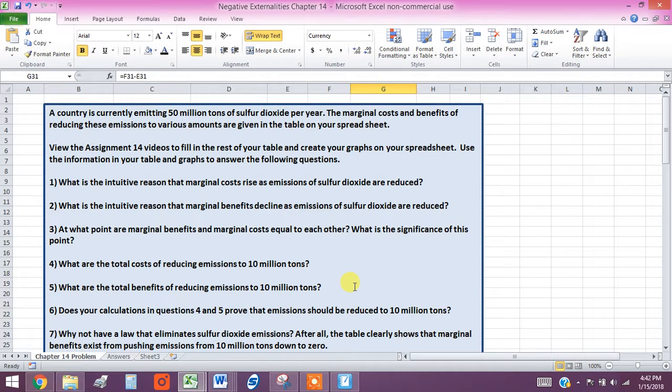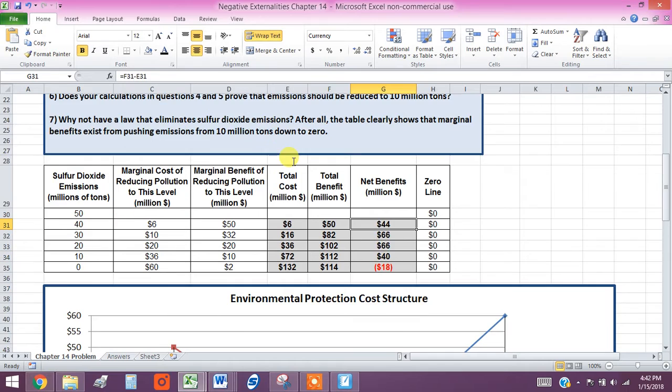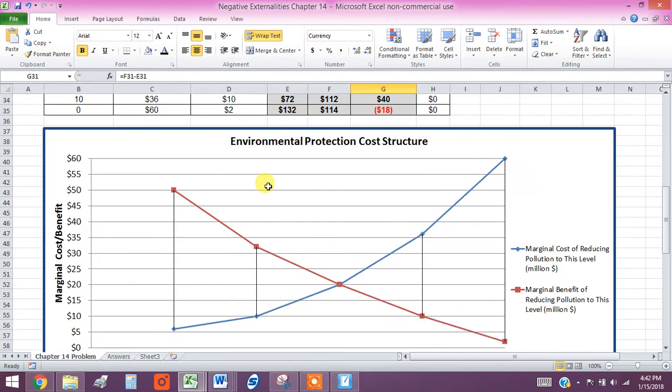We are looking at our homework for Chapter 14, and in this problem we are given a country that is currently emitting 50 million tons of sulfur dioxide, which is a pollution, a poisonous gas, per year. And the marginal cost and benefits of reducing these emissions to various amounts lower than 50 are given in your table in your spreadsheet right here.